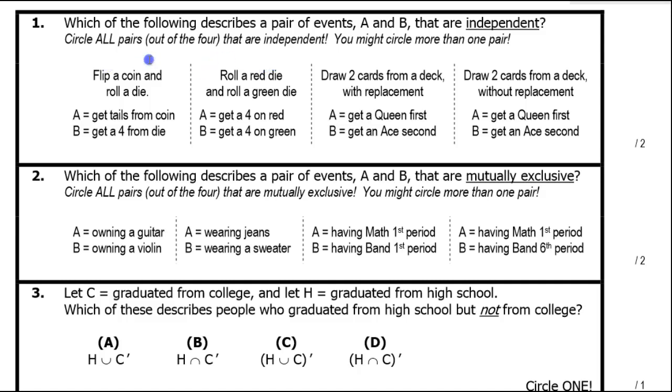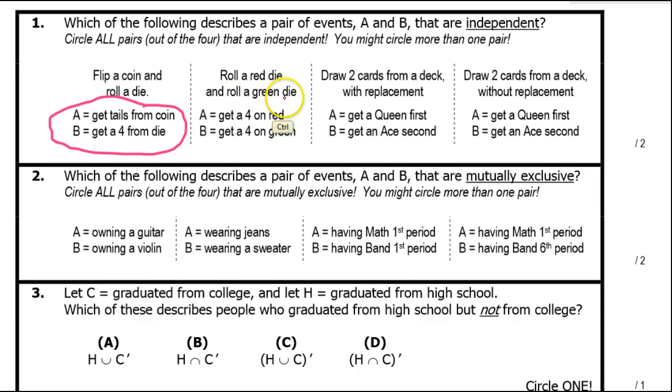Problem number 1 says, circle all pairs that are independent. If two events are independent, that means that the outcome of one event has no effect on the other event. So if you're flipping a coin and rolling a die, getting tails from the coin and getting a 4 from the die, those are definitely independent because one will have no effect on the other.